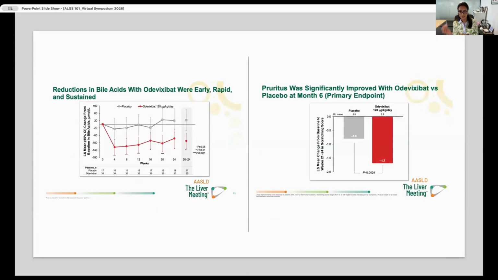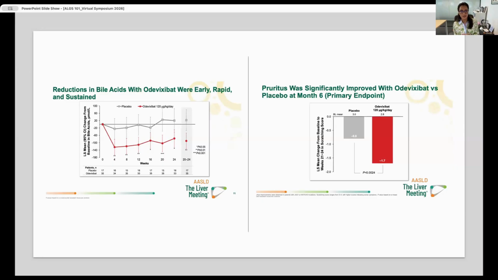And then they looked at pruritus scores. And here again, you can see the red line is patients who were treated with odevixibat. Their bile acid levels dropped, and they dropped early, and those changes were sustained. And then here in the bar graph, you can see that patients who were treated with odevixibat had statistically significant improvements in itch scores.